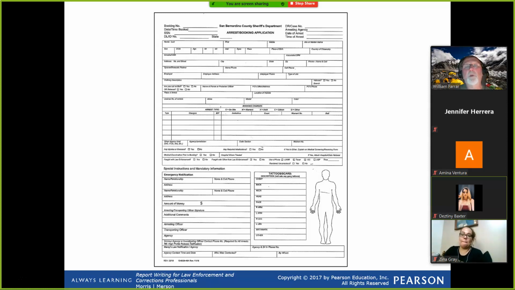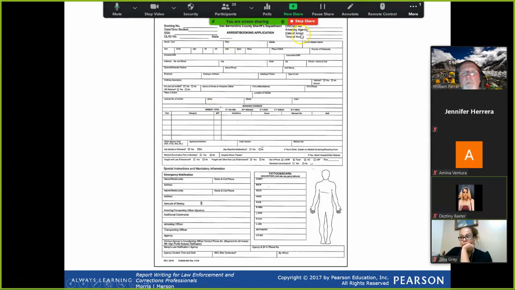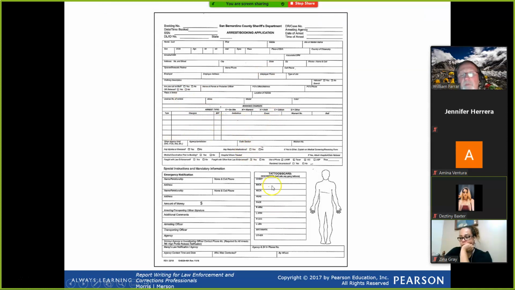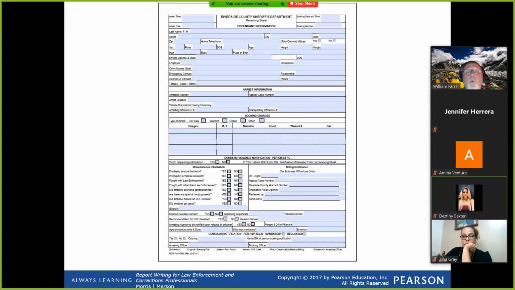Here's an arrest booking application for San Bernardino Sheriff, so you can get an idea of what it looks like. It's got the case number and the person's information, any of the charges, any marks, scars, tattoos on this person. And it's got a couple of medical questions. So that's one example of a booking application. Sometimes there's a whole separate medical sheet that might ask more questions.